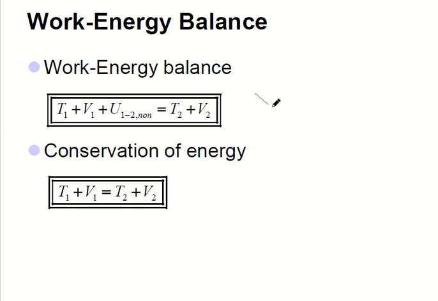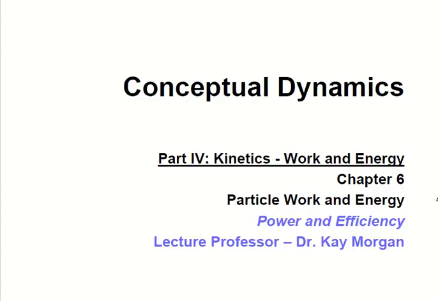Then we go into work energy balance. This is kind of like a review for you, giving you all the equations that you need, and this is your work energy, your kinetic, your potential, and then your non-conservative work is equal to your kinetic final, and then your potential final. Then here are kinetic and potential initial, and then of course your final. They stay in a conservation of energy way.